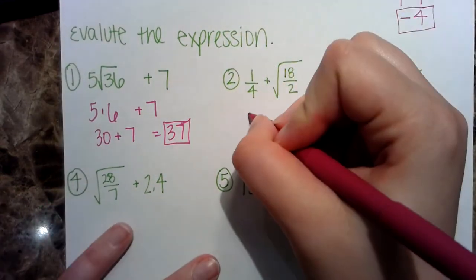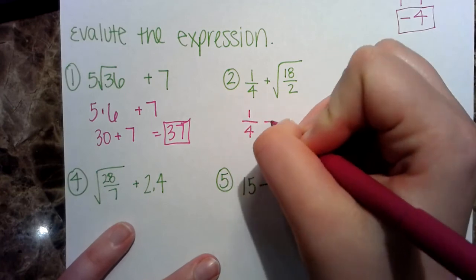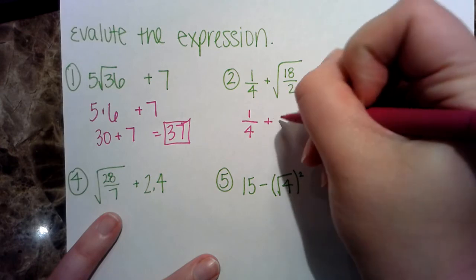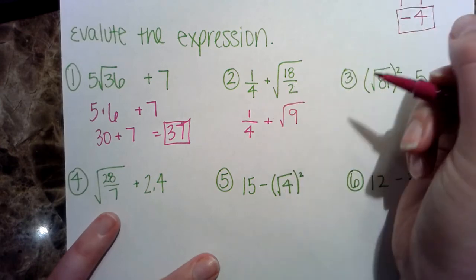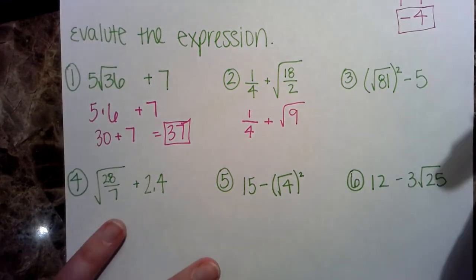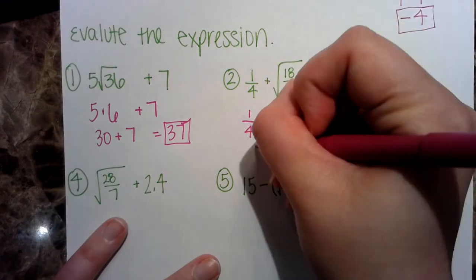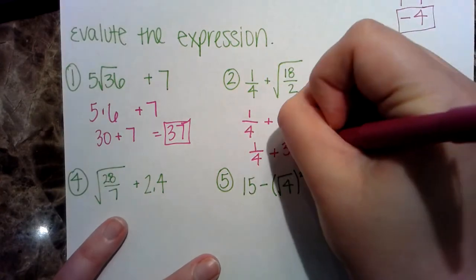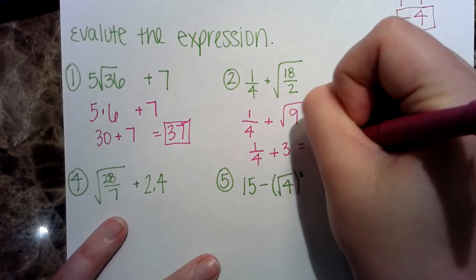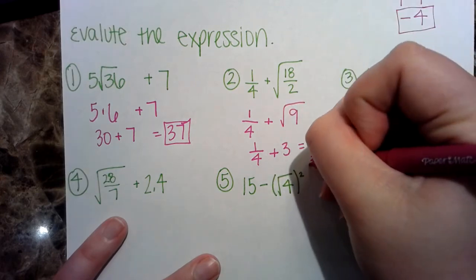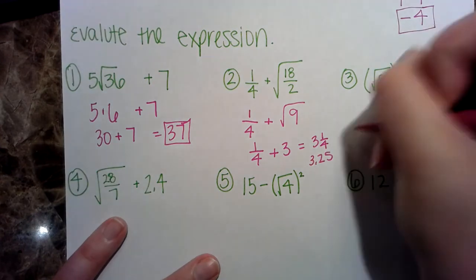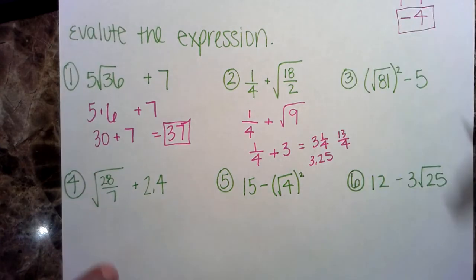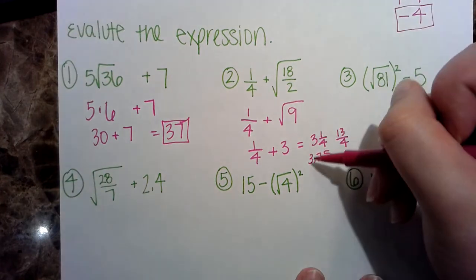Okay, this next one. I'm going to take 1/4 plus the square root of 18 over 2. I can simplify to the square root of 9. The square root of 9 is a perfect square value, so I take the square root of 9. I get 1/4 plus 3. So that would be left with 3 1/4. Or you could say 3.25. Or you could say 13/4. Either one of those answers I would accept because those are all giving me the value of 3.25.